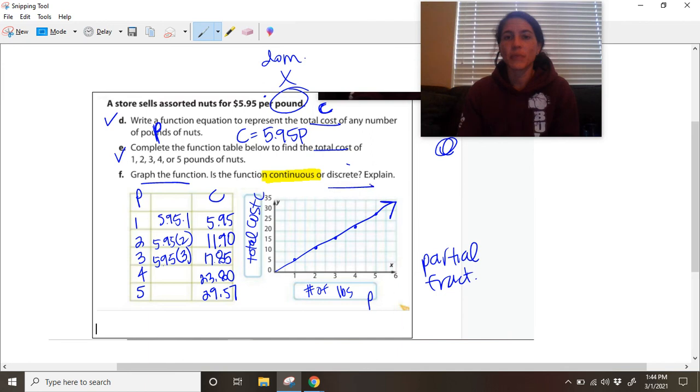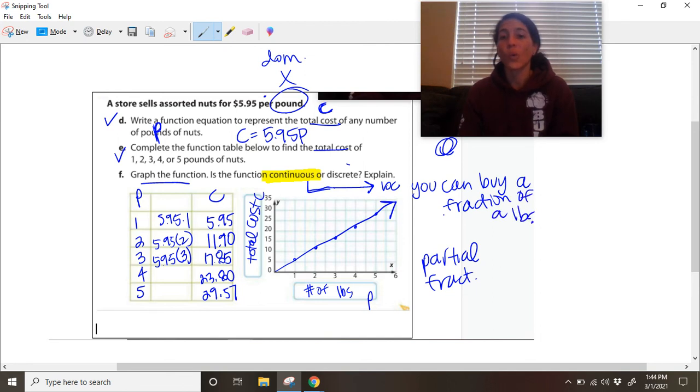And when it says explain why it's continuous, you would say, because you can buy a fraction of a pound, or a partial pound, or you could say it doesn't have to be a whole number. But the reason it's continuous is because the domain can be a fraction or a decimal. It doesn't just have to be whole numbers.